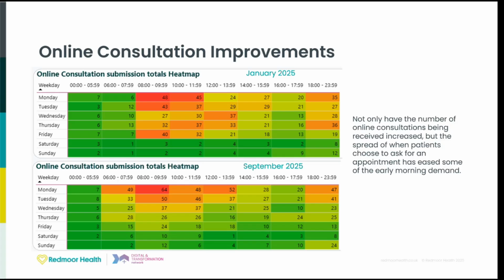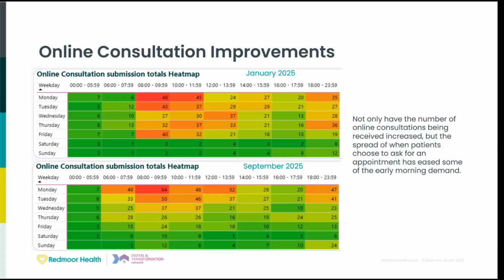But following the changes to the appointment availability and the online consultations, having that clear patient messaging and the increased confidence in using the online routes, we can see a different pattern by September 2025. So while the overall volume of online consultations has increased, the demand is now spread more evenly across the day, with patients submitting requests later in the morning and into the afternoon rather than all at once. And this shift is really important. It reduces that early morning spike in demand, and it creates more manageable workflows for staff.